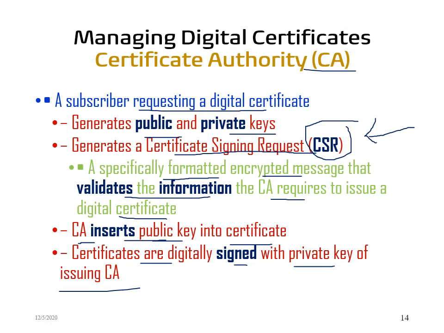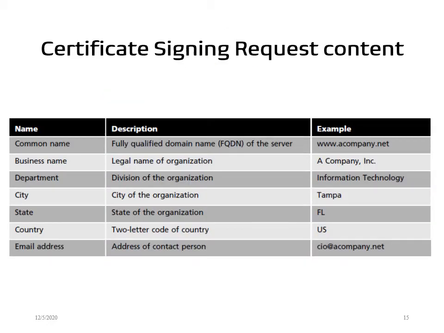So what does it actually generate? It generates the public key in the first step, and that generated public key will be inserted into the certificate. After that, the certificate is digitally signed. After inserting the public key into the certificate, it is digitally signed with the private key of the issuing CA. So the certificates are digitally signed with the help of the private key of the issuing CA. These are the four steps happening with the help of the Certificate Authority.